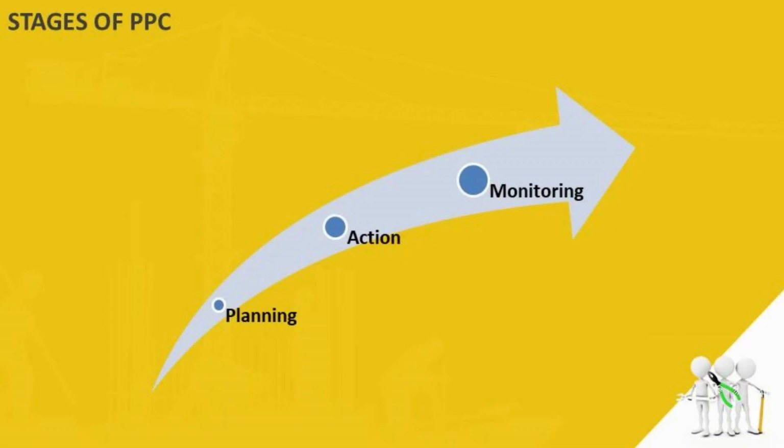Now this production planning and control PPC essentially has three stages. First is the planning stage, next is the execution of the plan, that is the action stage, and finally the monitoring stage or the evaluation stage. All these three stages are very important from the point of view of production, because without planning no production work can take off at all. The foremost thing which is required for any production is proper planning.